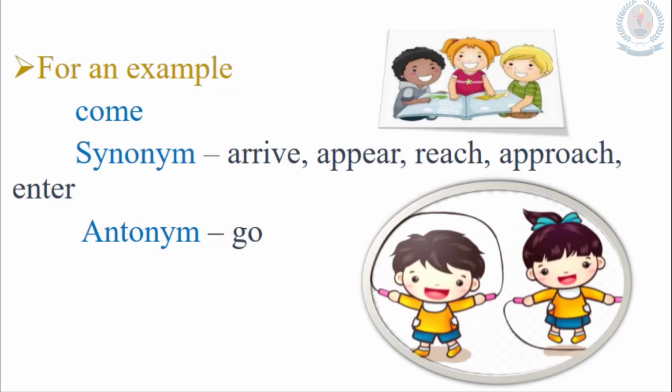For an example, the word is come. Now synonyms are arrive, appear, reach, approach and enter. So instead of come, you can use these words. Antonym is go. The opposite word of come is to go.